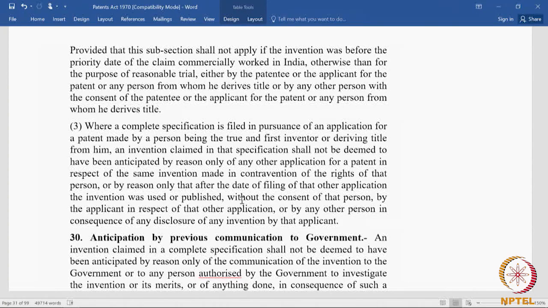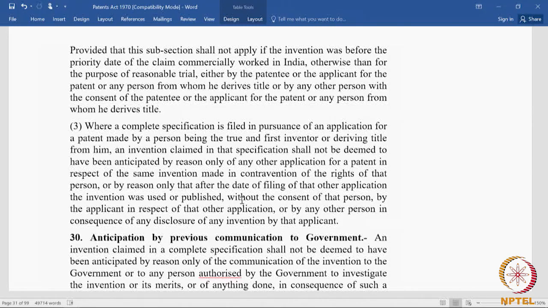To say that I wanted to preserve the secrecy of my invention, but it was revealed by a third party without my consent. At the same time, you have yourself commercially worked the invention, which means a third party will get to know, because we know that public use is covered as a ground for anticipation. So, if you were commercially using it, working it, then you cannot take this plea that the disclosure happened without my consent, because you have anyway put it in the public domain.